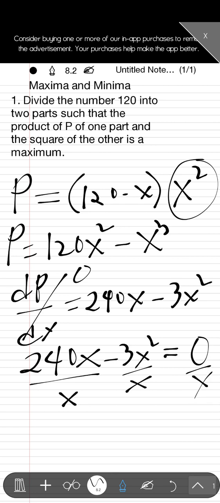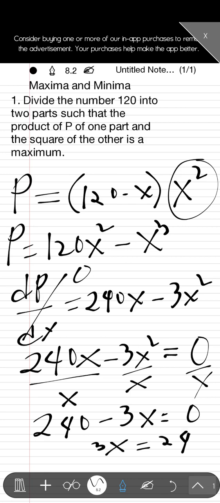And then cancel out. Your equation is 240 minus 3x na lang, no? Equals to 0. So, what is your x transpose? Negative 3x magiging 3x equals 240. Okay, so you divide by 3. So your x equals 240 divided by 3, ng calculator, 80. Okay. So your x is 80.